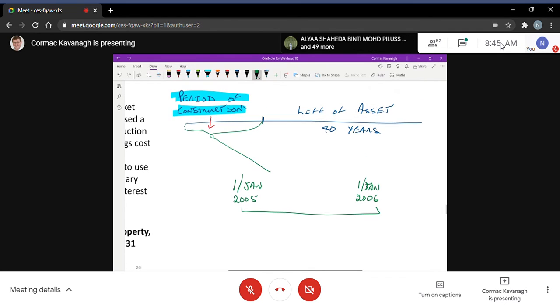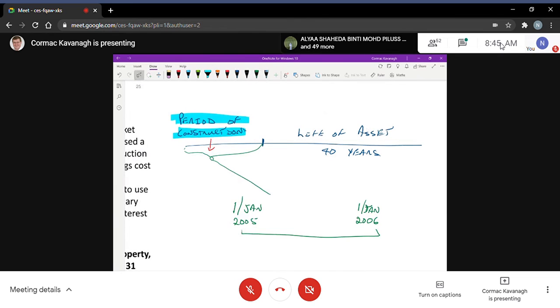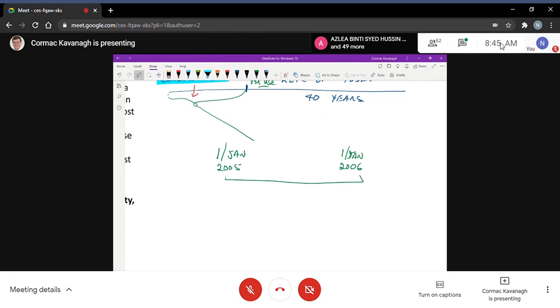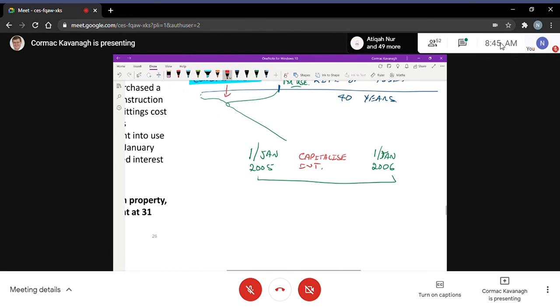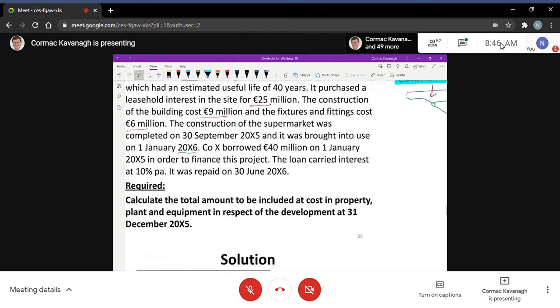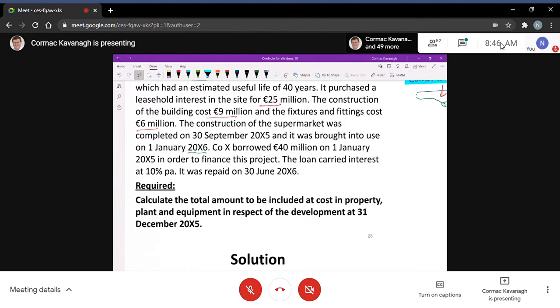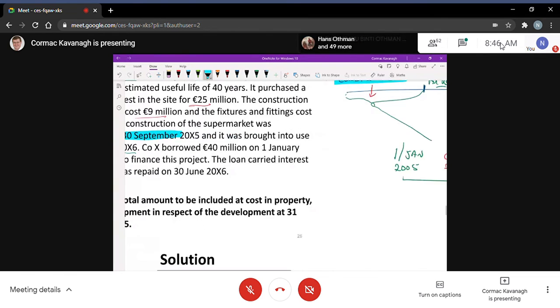So this is when the asset is ready for use. So it's only during this period that we're allowed to capitalize. But even within this period, we see that the construction of the supermarket was completed on the 30th of September.